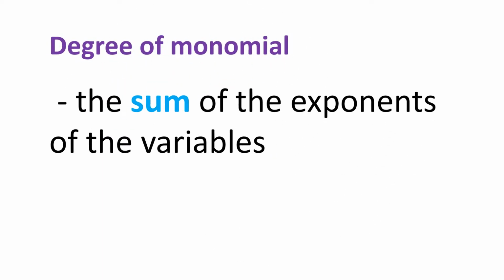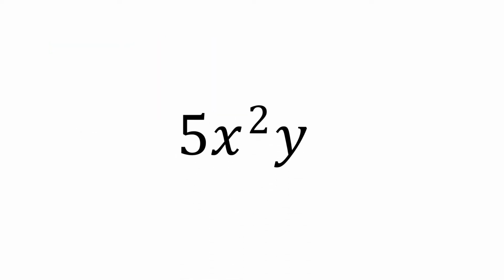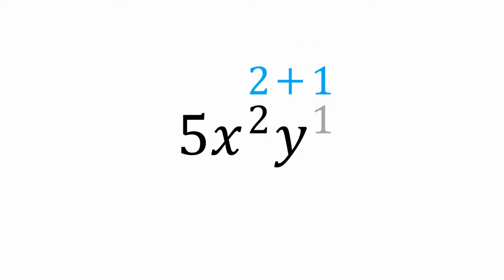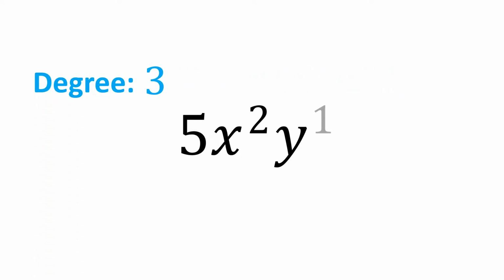To understand the degree of a polynomial, we need to understand the degree of a monomial. The degree of a monomial is the sum of the exponents of the variables. For example, let's say we have 5x squared y. In this case, the exponents are 2 and 1. Now the sum of these exponents, 2 plus 1, equals 3. So therefore, the degree of this monomial is 3.